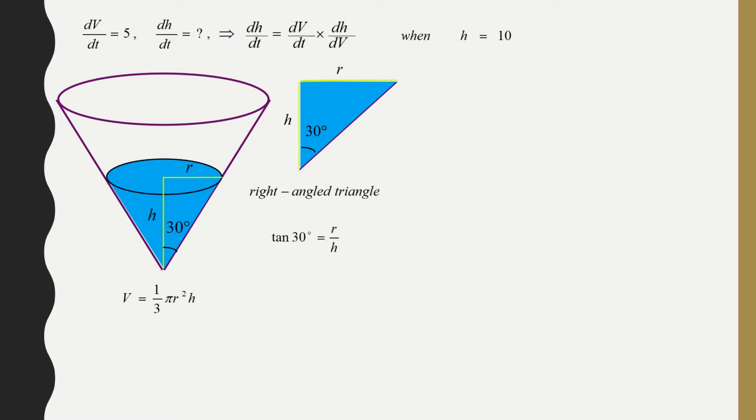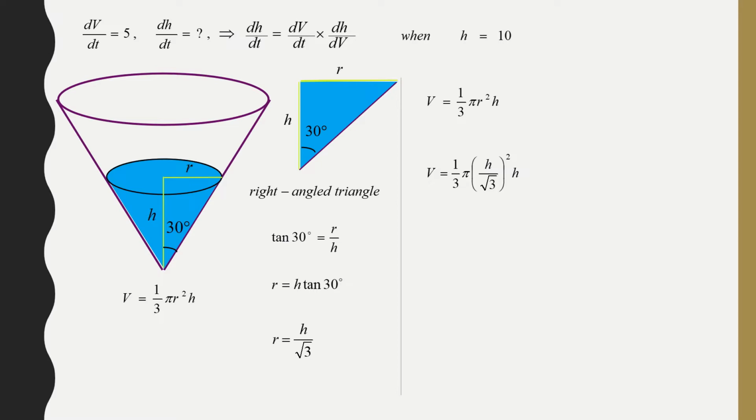So we can find it from the tangent relation. Tangent 30 degrees is equal to r over H. So r equals H tangent 30 degrees. Since tangent 30 degrees is 1 over root 3, finally we get r equals H over root 3. So this is r in terms of H. We can substitute into the formula for the volume of the cone. Then we get volume in terms of H. So volume is equal to 1 over 3 pi multiplied by H over root 3 squared, multiplied by H.